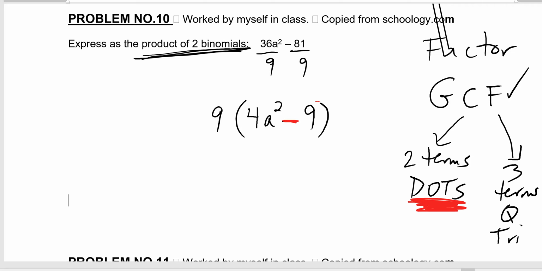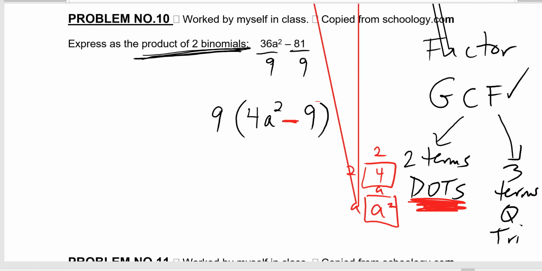Now, are all of these numbers perfect squares? So we can see that the 4 is, right, it's 2 times 2. A squared is just a times a. And 9 is because it's just 3 times 3. So this is definitely also difference of two squares.